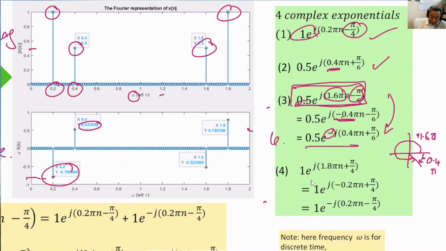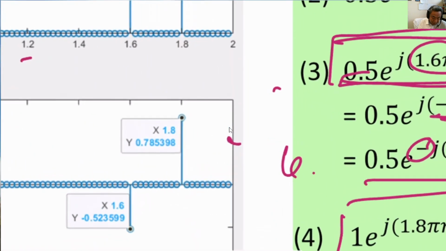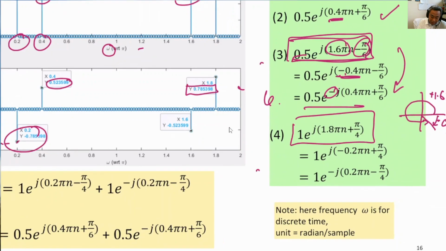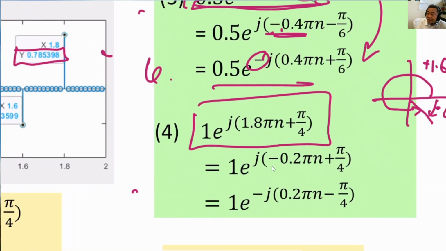Okay, let's do the last one. This is 1 magnitude at 1.8 pi with phase of pi over 4. Pi over 4 is 0.78. Okay, again, I will convert this 1.8 pi into a negative angle. So 2 pi minus 1.8 pi is minus 0.2 pi. The angle remains the same. I bring the minus sign out. Now the plus becomes the minus.